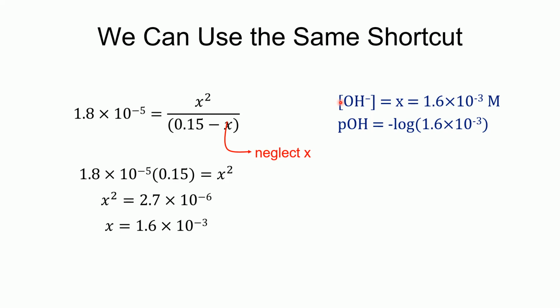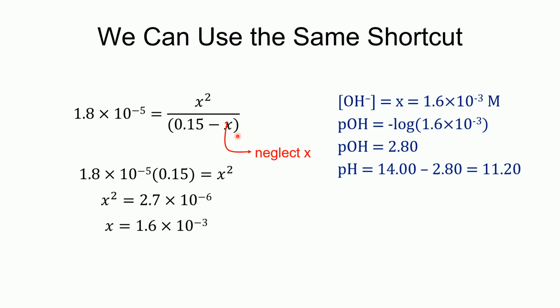A common mistake here is to accidentally take the negative log of that and say that's the pH. Well, if you do that, you're going to get a pH of 2.80, and that is definitely the wrong answer for a weak base solution. If this were a pH, that would definitely be acidic. So what we want to do is remember to subtract the pOH from 14.00 to give us the value for the pH. And so there we get the value of 11.20.